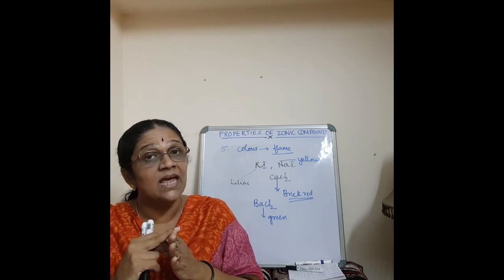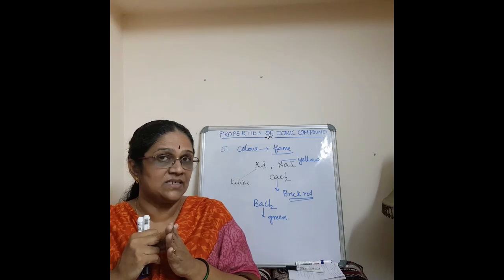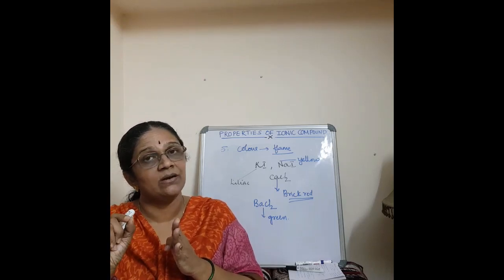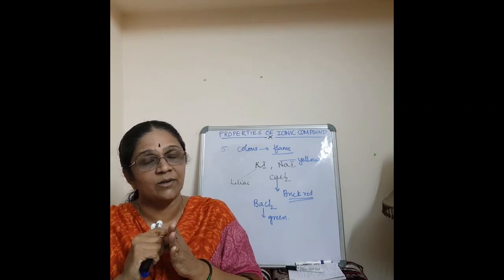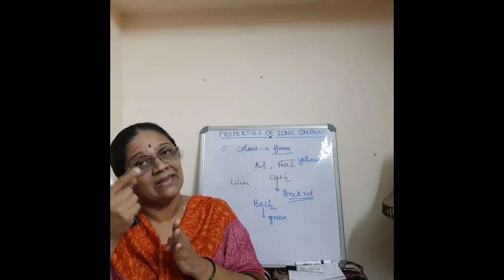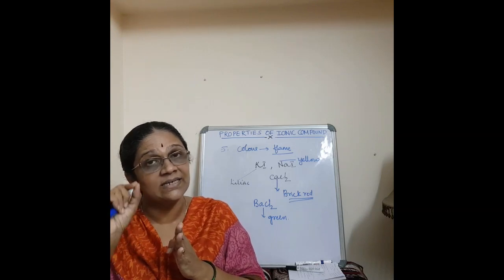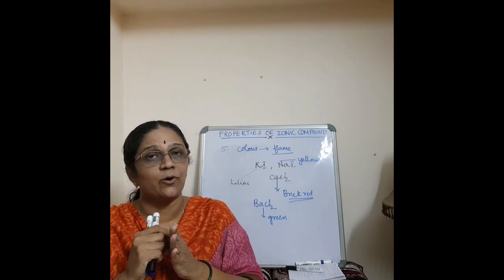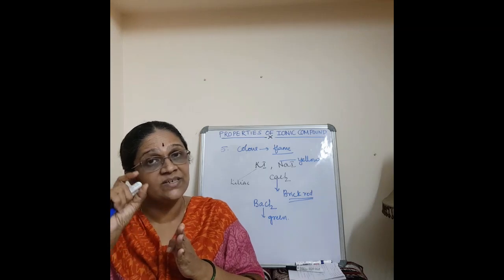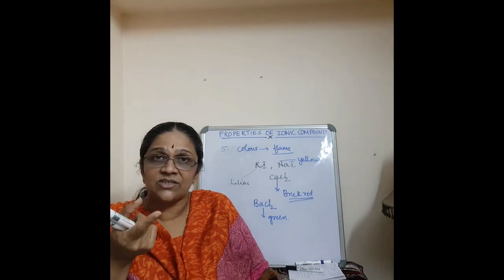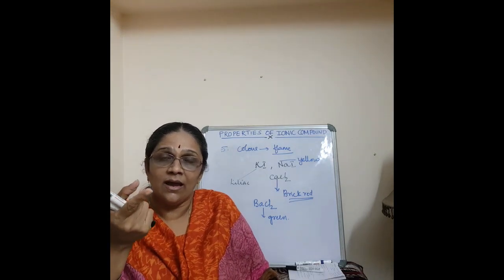The fourth point is about the conductivity of electricity. They are good conductors of electricity in aqueous solution or in molten state because ions are there for carrying the current. But in solid state, they do not conduct electricity. It's very important. Why? Because of its rigid structure. That's a value point. Now, why is this rigid structure not capable of having ions?